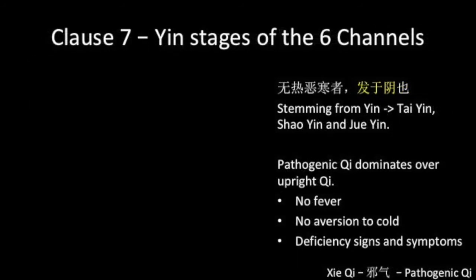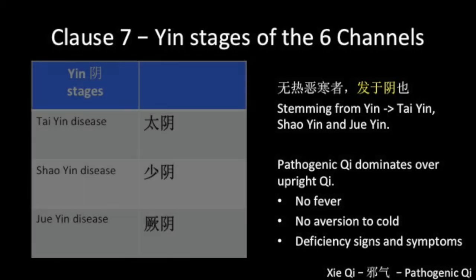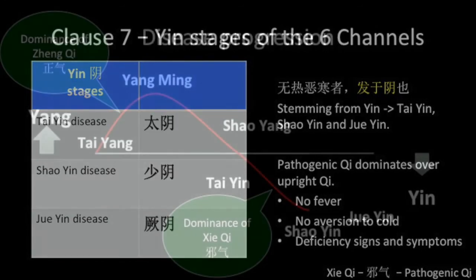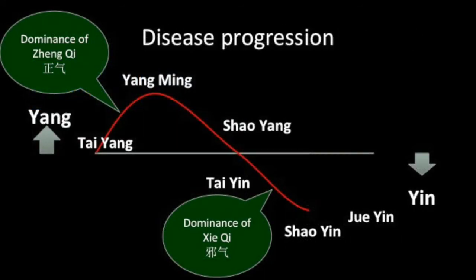Fa Yu Yin means the disease stems from Yin, and so refers to diseases of all the Yin channels. In diseases pertaining to these 3 channels, there will be no fever or aversion to cold. In this stage, the pathogenic qi dominates, and the signs and symptoms will tend to indicate deficiency or vacuity.